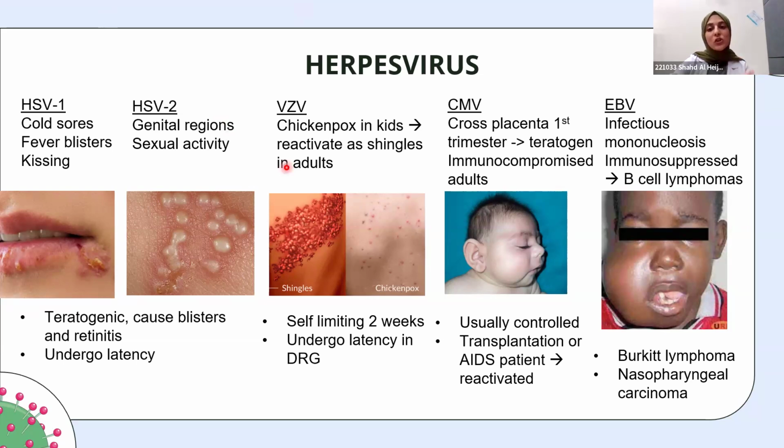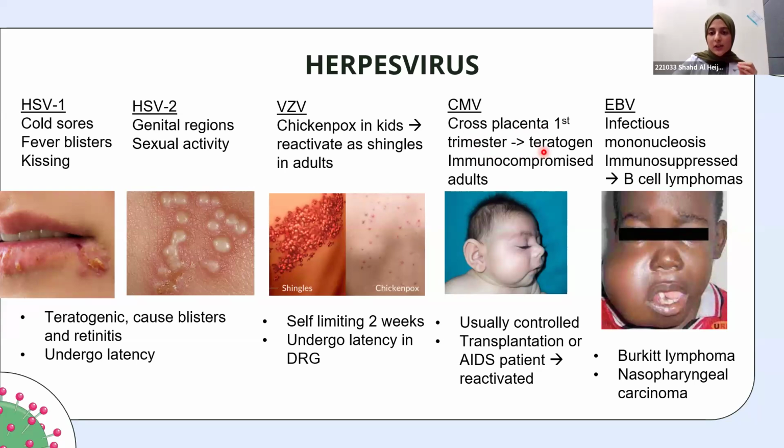Now moving on to the next group, which is CMV, cytomegalovirus. Usually in normal cases, it's a controlled infection. In normal immunocompetent adults, it's usually controlled. But you have 2 cases where it's significant. So, first case is when it crosses the placenta in the first trimester. In other words, it can be teratogenic.